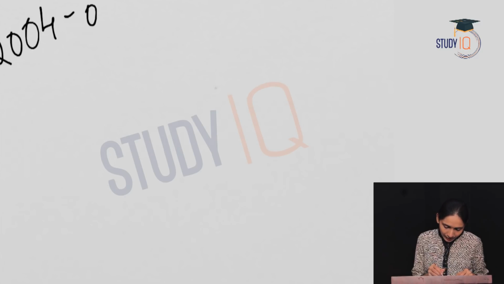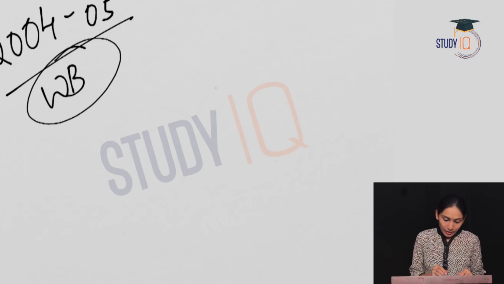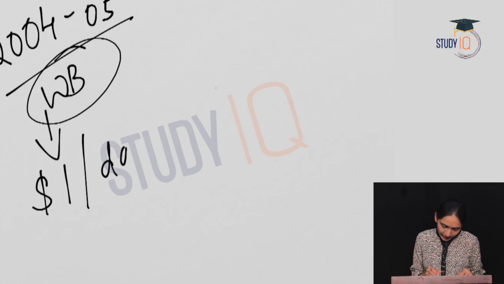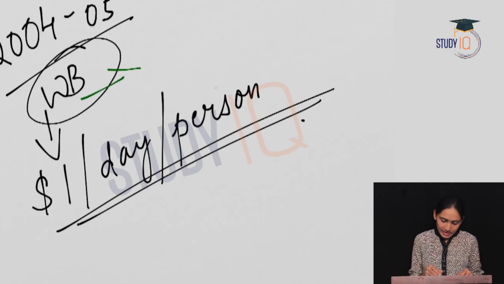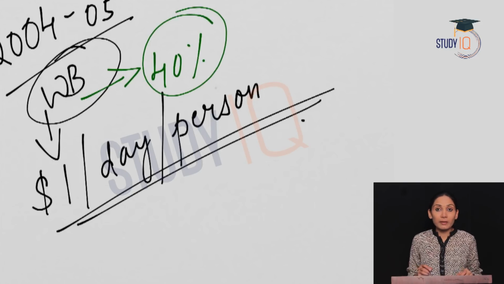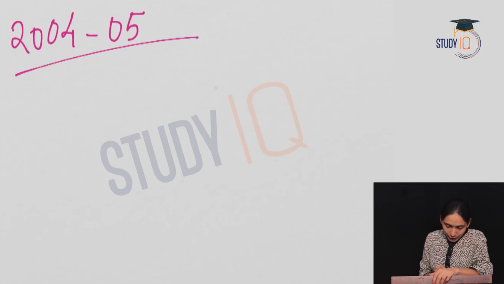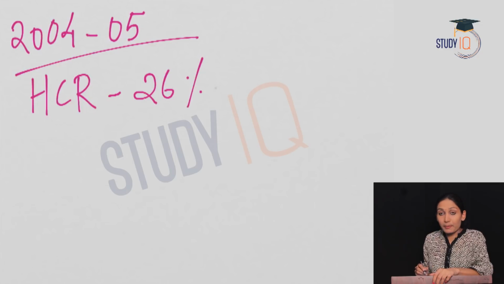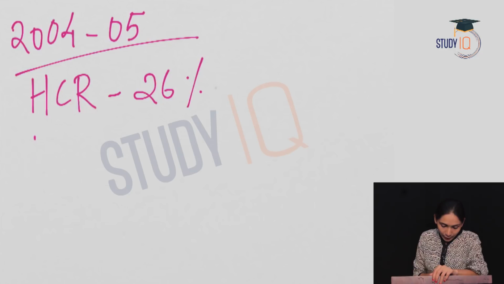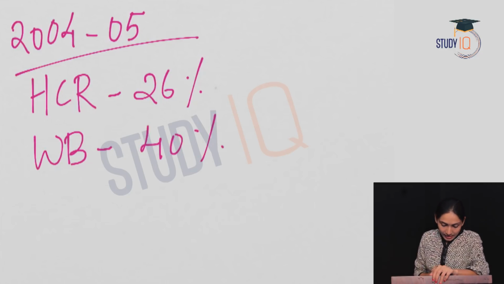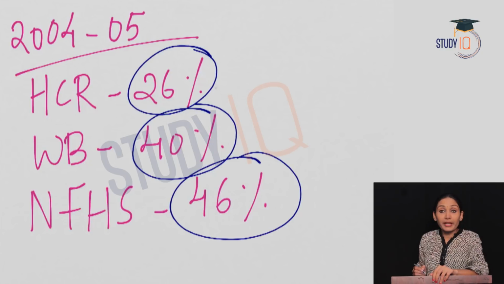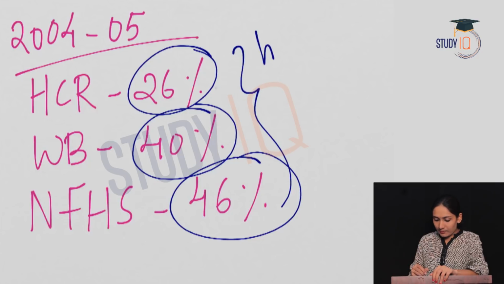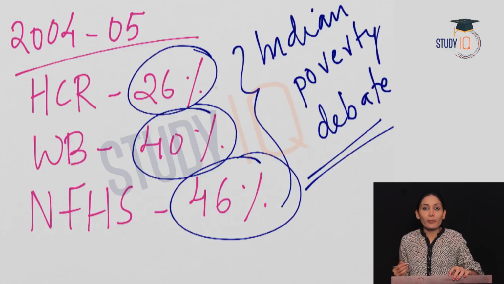So there was a contradiction. During the same period, that is 2004-05, the World Bank also came up with its poverty estimation. According to the World Bank, $1 per day per person was the minimum requirement, and according to this estimation, around 40% of Indians were below the poverty line. So in 2004-05, according to the head count ratio, around 26% of people in India lived below the poverty line. According to the World Bank estimates, it was around 40%. And according to the National Family Health Survey, it was around 46%. So these three figures made a contradiction. This contradiction is known as the Indian poverty debate, and it led to the formation of the Tendulkar Committee.